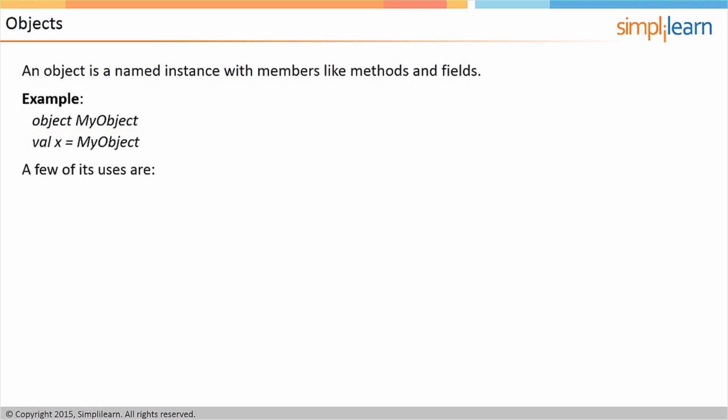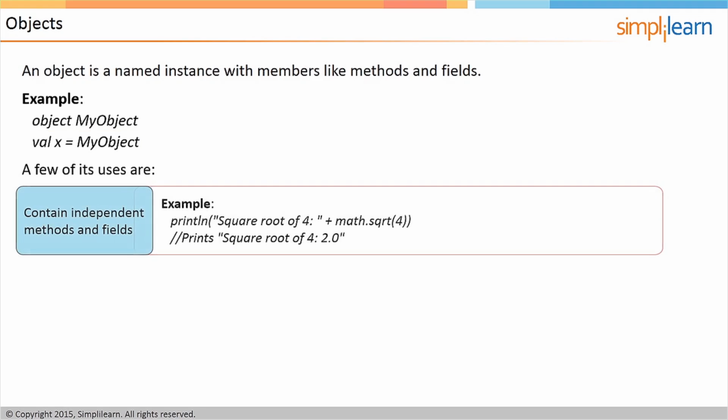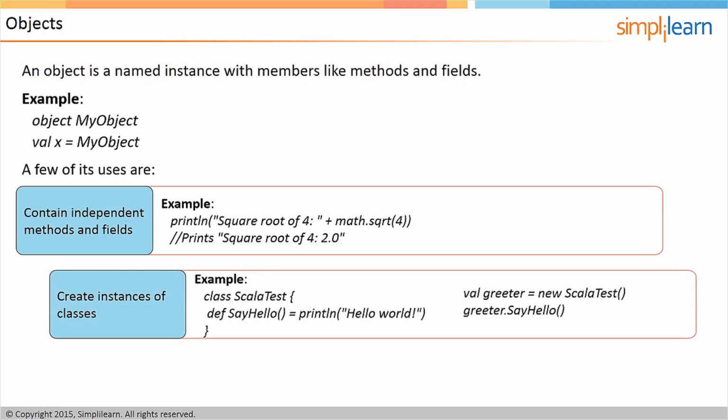Let's now discuss some of the uses of objects. One of the primary uses is to contain methods and fields that are independent from any environment. An example is math. This has the object name in the standard library containing multiple fields and methods depending only on arguments, if any, provided to them. Objects are also used to create instances of classes. An example is given on the screen.